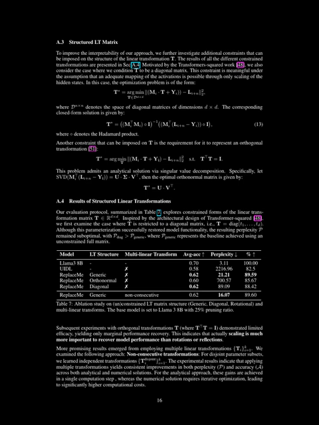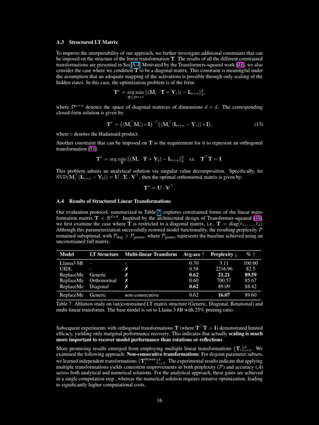Model, LT structure, multilinear transform, average accuracy, perplexity, down percent, up. Llama 3 8B: 0.7, 3.11, 100.0. UIDL: 0.58, 2216.96. ReplaceMe generic: 0.62, 21.21, 89.59. ReplaceMe orthonormal: 0.60, 700.57, 85.67. ReplaceMe diagonal: 0.62, 89.09, 88.42. ReplaceMe generic non-consecutive: 0.62, 16.07, 89.60. Table 7: ablation study on non-constrained LT matrix structure: generic, diagonal, rotational and multilinear transforms. The base model is set to Llama 3 8B with 25% pruning ratio.